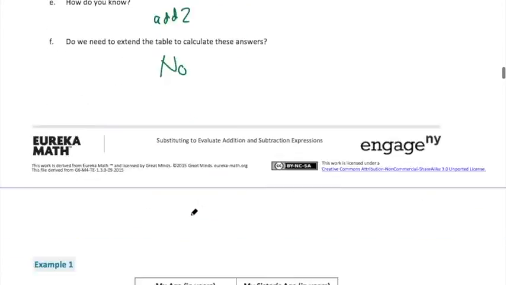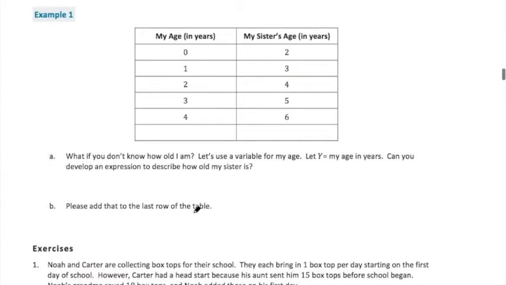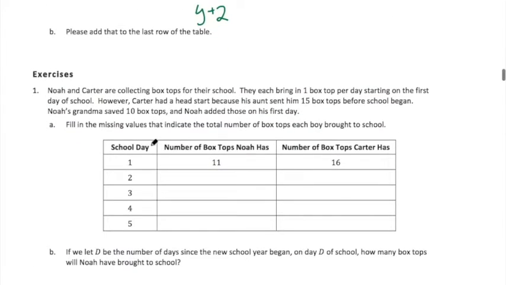So let's continue to look at this example. And here we see a blank line. If the girl's age is y, the older sister's age is 2 more, y plus 2. We can fill that right into the table. As you see here, y for the younger girl is y plus 2 for the older.